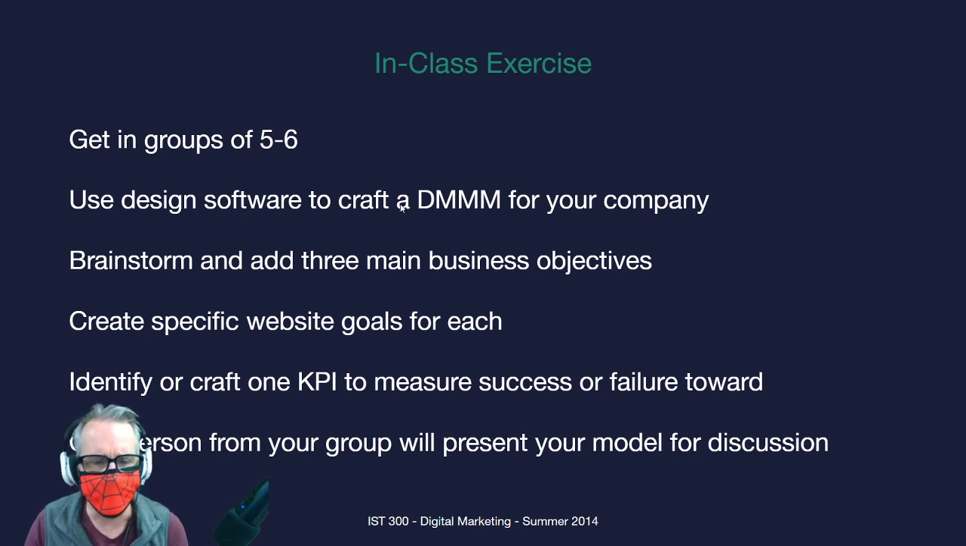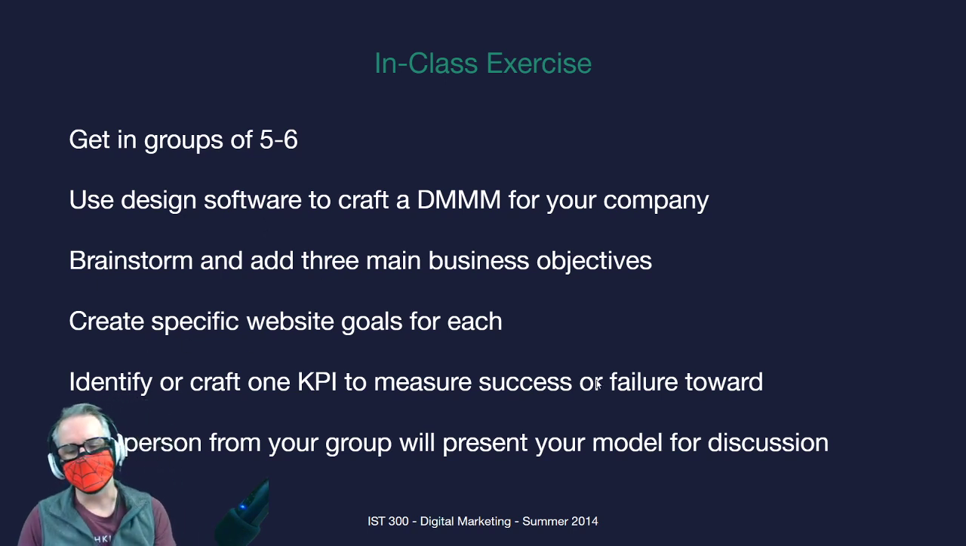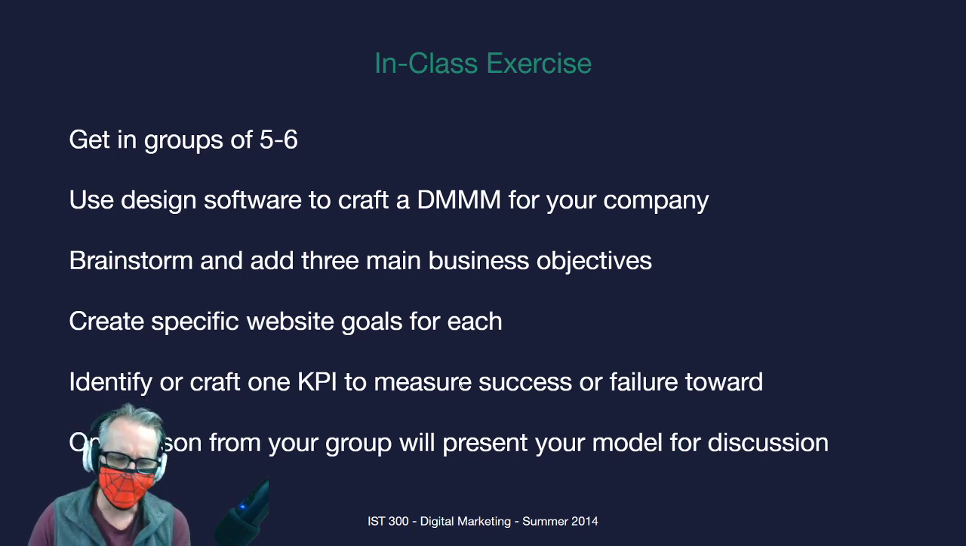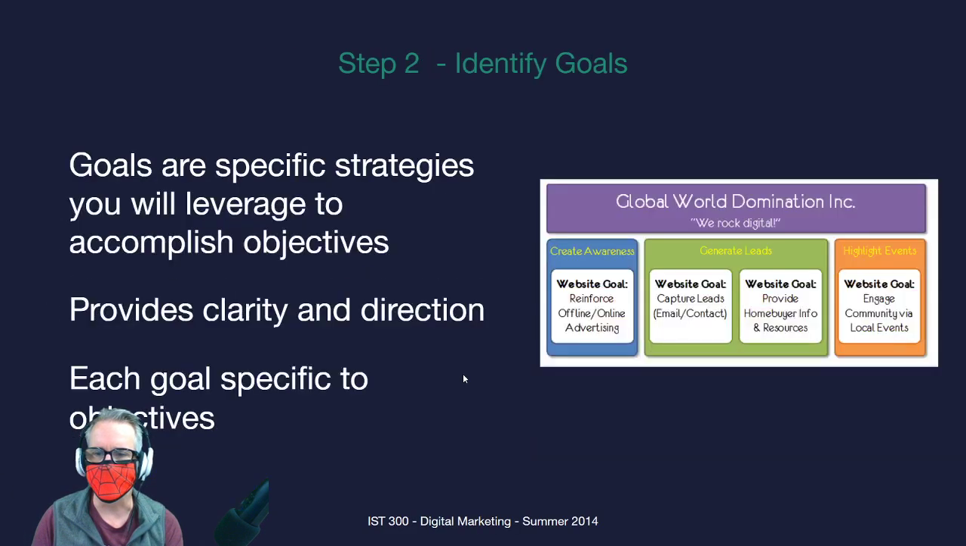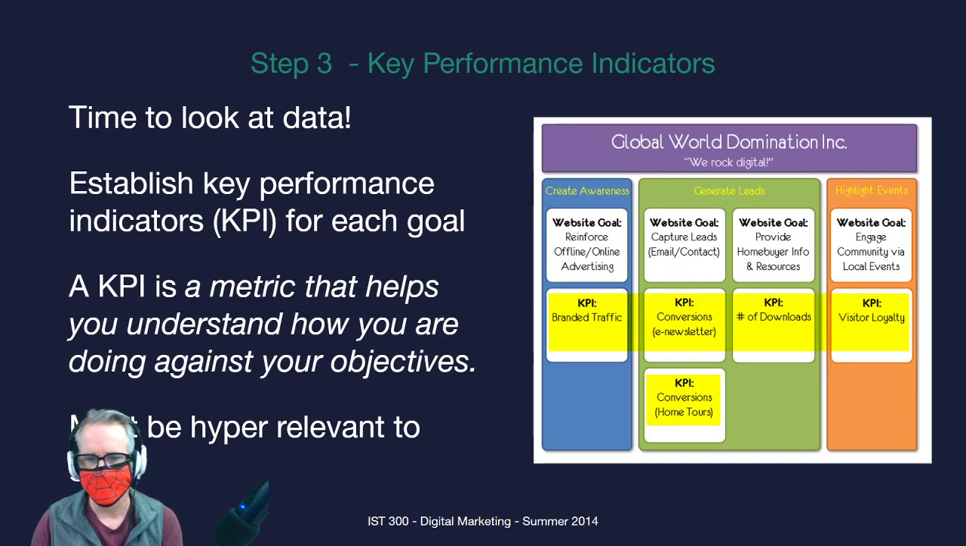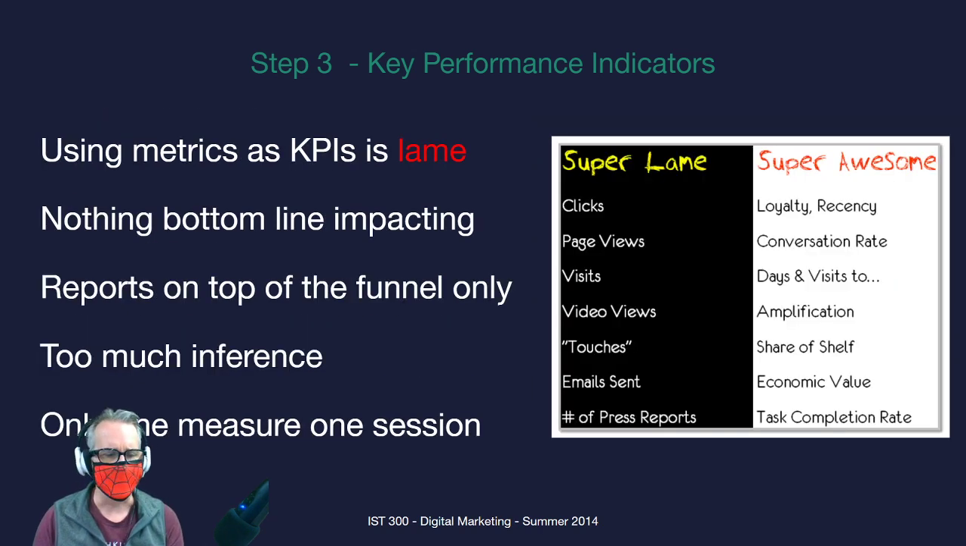Then what you would do is, we're going to do this later, but you're going to use design software to craft a DMMM, digital media marketing model for your company. Brainstorm and add 3 main business objectives. Create specific website goals for each. Identify or craft 1 KPI to measure success or failure towards. Right? And then I'll show you an example of this, kind of like what we're doing with the global world domination stuff. So you would pick a company, think about some business objectives they have, some goals, and some KPIs.